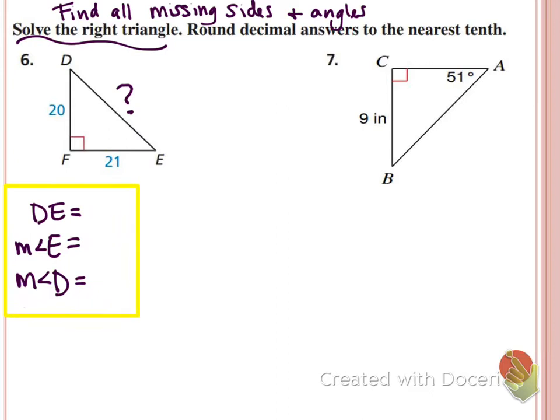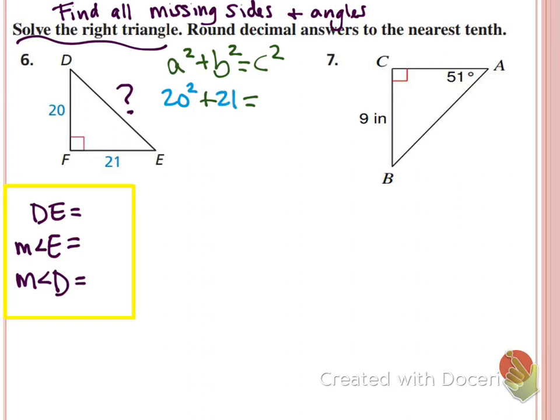So I always recommend putting it in a box so that I can locate it very easily. We can start with DE. It is a side. We're given two sides. So to find the third side in a right triangle, we are going to use the Pythagorean theorem. A squared plus b squared equals c squared. A and B would be 20 and 21. And then we don't know C. You can keep calling it C. You can call it X. It doesn't really matter. We're going to do 20 squared plus 21 squared. I just typed it all into my calculator. You get 841 when you add them and square them.